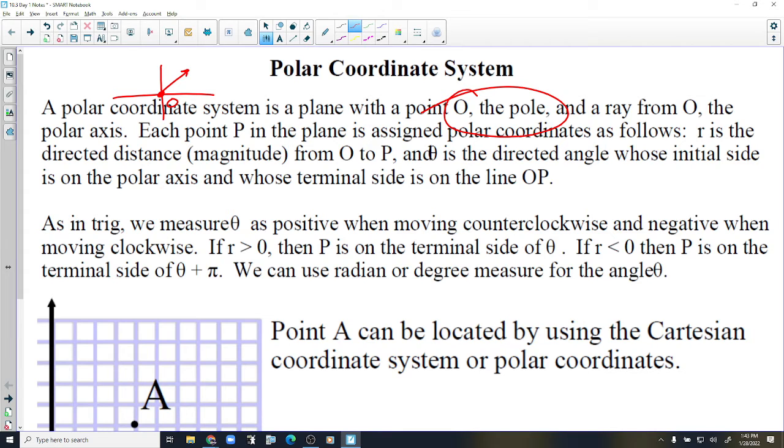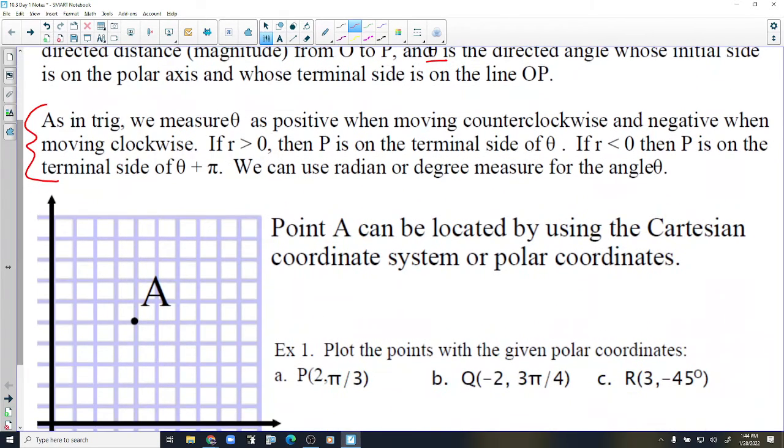Each point P in the plane is assigned polar coordinates as follows. r is the directed distance from O to P, and theta is the directed angle whose initial side is on the polar axis. So in other words, theta follows unit circle measurements, right? Counterclockwise is positive, clockwise is negative. As in trig, we measure theta as positive, and that's what this tells us, that it's the same as our unit circle, positive and negative, right?